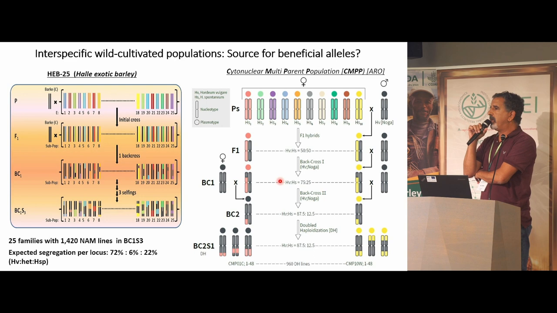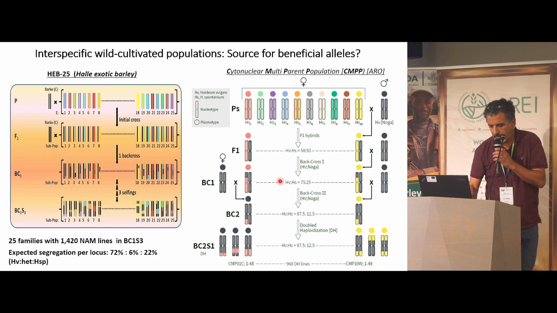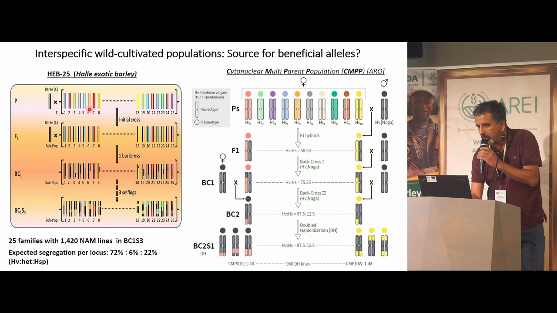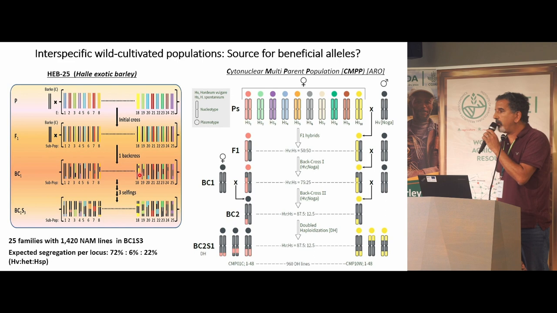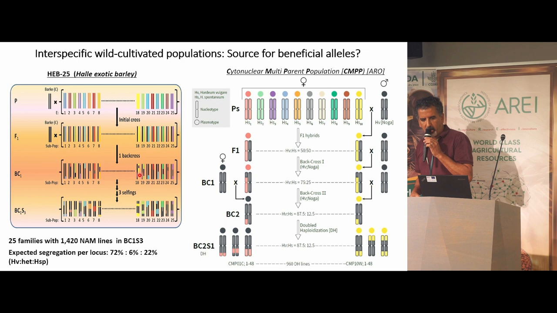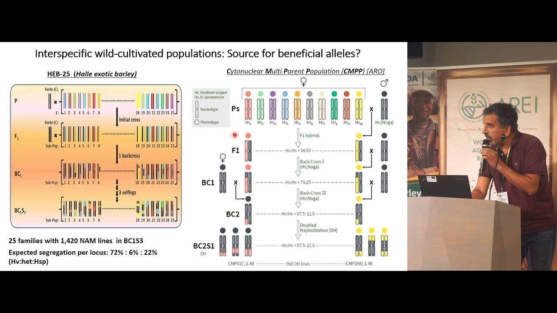two interspecific populations. One is the HEP25, made by the Pillen group, in which they crossed 25 wild accessions into the cultivated, made one backcross, and then made a collection of interspecific lines. These are the HEB resource, the Halle Exotic Barley, and one recent one that we made ourselves, and I'll talk about that at the end of the talk.